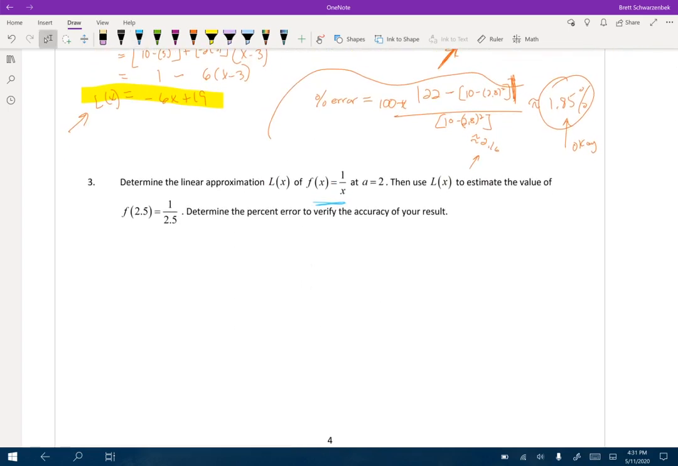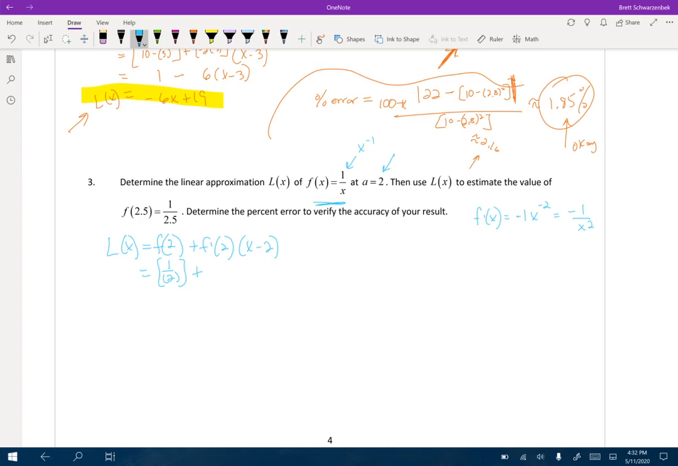So let's do L of x is equal to f of, remember, 2 plus f prime of 2 times x minus 2. If you plug 2 into here, we're clearly going to get 1/2, right? 1/2, I'll put brackets around it. But then we need the derivative. So we need to find the derivative of 1 over x. Well, remember 1 over x is the same as x to the negative 1. So the derivative of that is you bring the negative 1 to the front, you subtract 1 from the exponent and get negative 2. That means you're going to get negative 1 over x squared as your derivative.